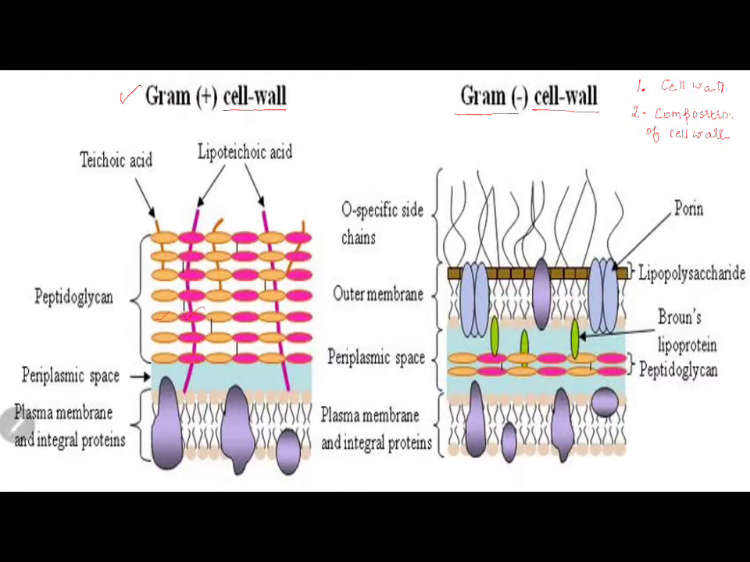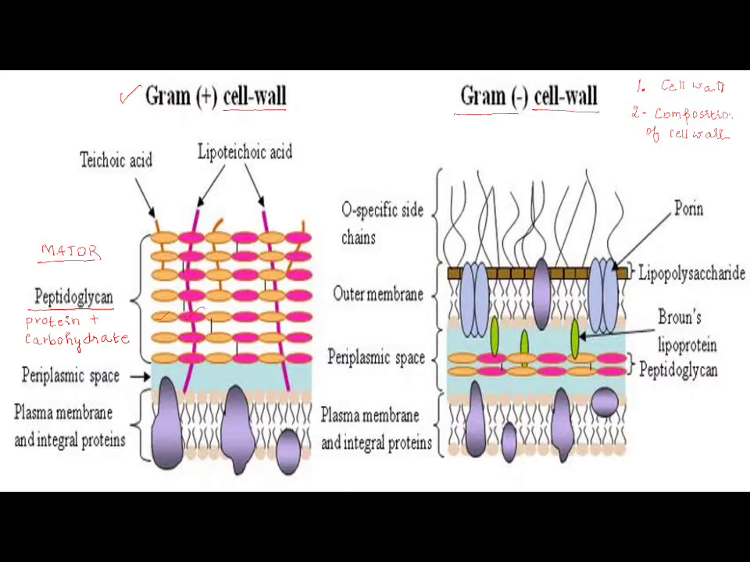What is this? This is called as peptidoglycan. Peptidoglycan means a combination of, peptido means protein, glycan is carbohydrate. So we have carbohydrate and protein forming a major portion. This is important. A major portion of bacterial cell wall, which is responsible for the positive result.